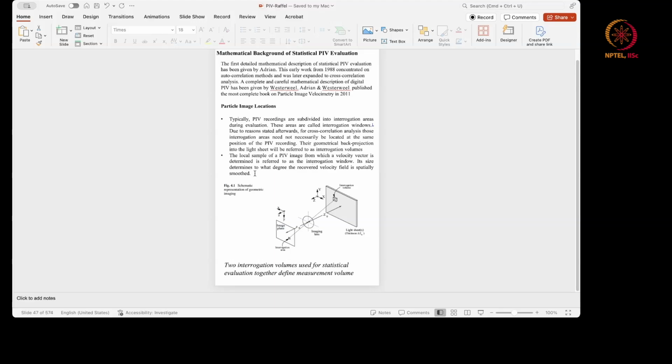These two interrogation volumes are used for statistical evaluation, and together they constitute the measurement volume. So this is the interrogation volume and this is the interrogation area. All right, let's look at the next one.